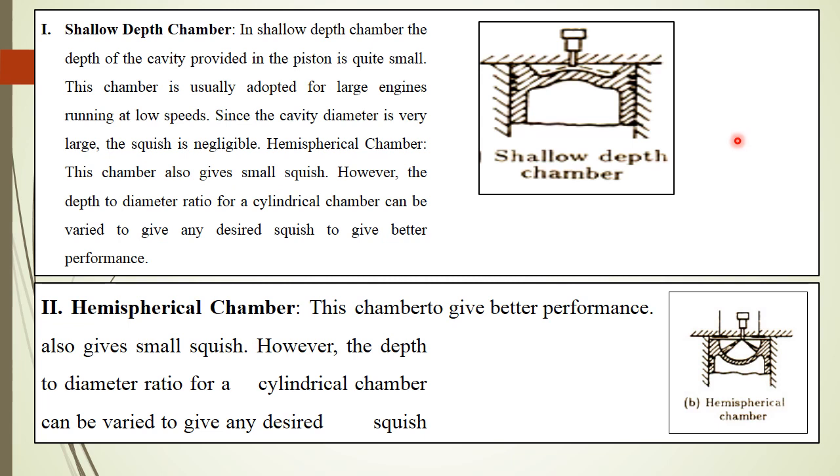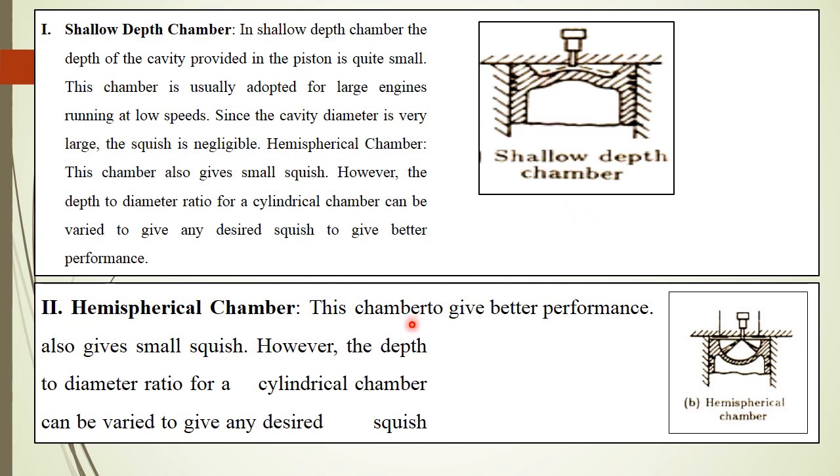Since the cavity diameter is large, the squish available is negligible. Squish, the air motion available inside the combustion chamber, is less, due to the volume to surface ratio. Again, the depth to diameter ratio of the cylindrical chamber can be varied to give any desired squish for better performance. If we give more depth according to the diameter, what happens? We get different squish, different air motions in this shallow depth chamber for better performance.